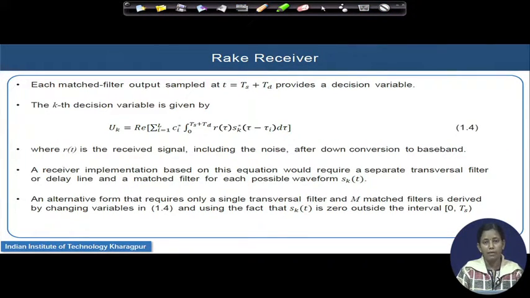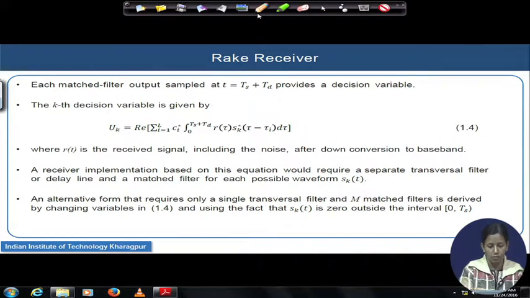So, now in each match filter output, you have to sample. The sampling should be done at a gap of the symbol duration plus T_d. It is not T plus T_d, it should be T_s plus T_d if you are taking the sample. And the decision variable, a well established result, can be given by taking the real part of equation 1.4. Remember what we have done here: the summation is going on over all the number of multipaths.